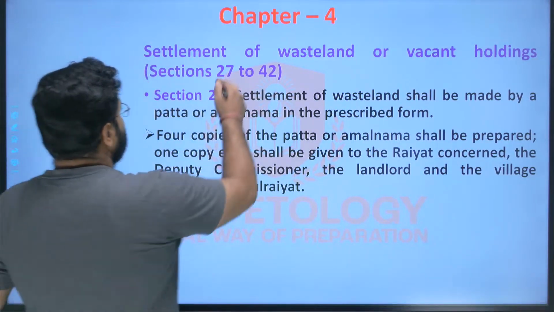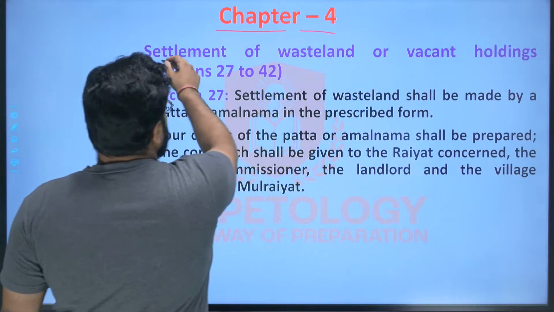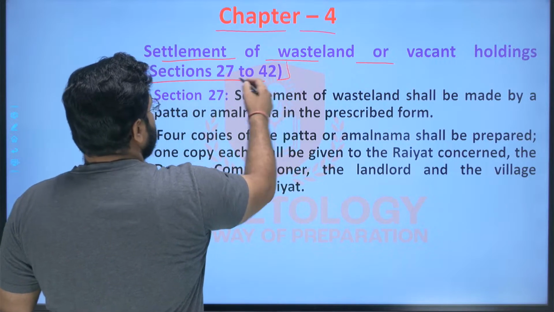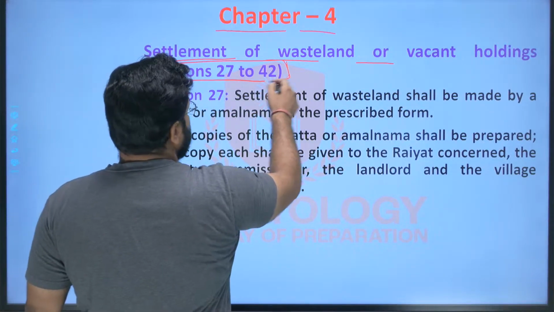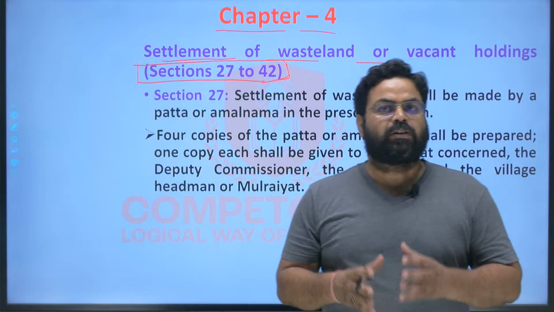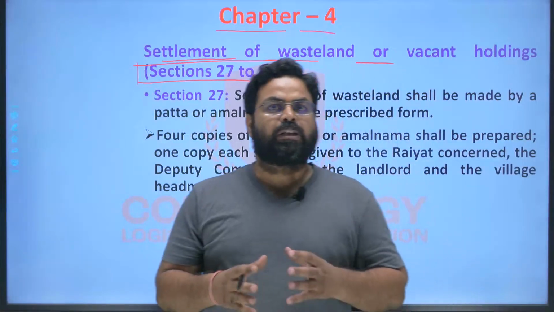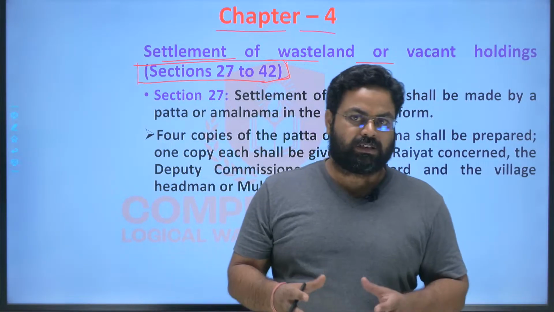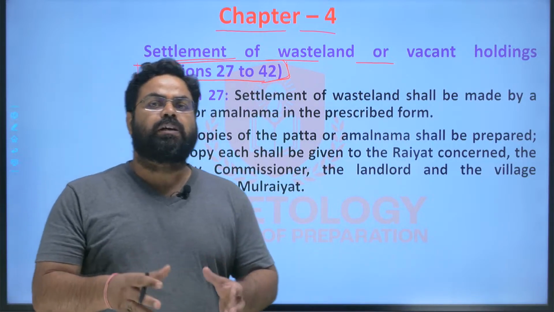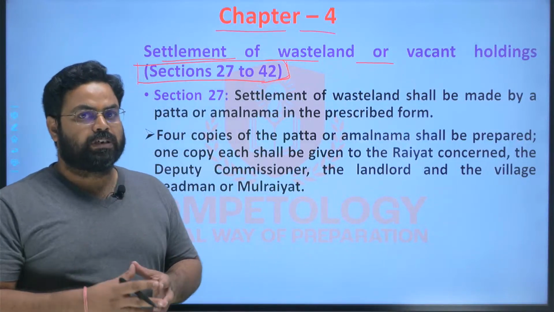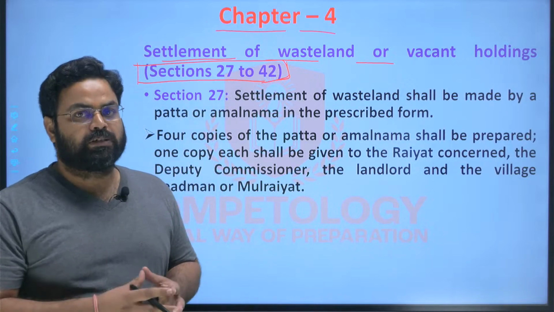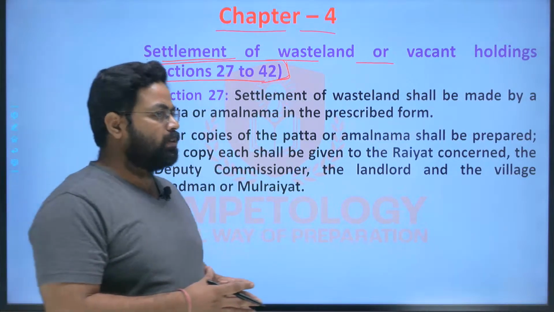So here chapter 4 is related to the settlement of the wastelands or the vacant holdings, and this is up to section 42. Section 27 to section 42 delineates in what manner any wasteland or vacant land which is not being cultivated by any person or any rayat in the Santhal Pargana region could be brought under cultivation, and land ownership could be acquired, in what manner, what are the terms and conditions, and from where to get those pattas or the settlement authorities, right?